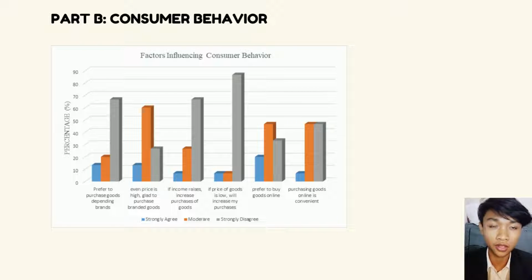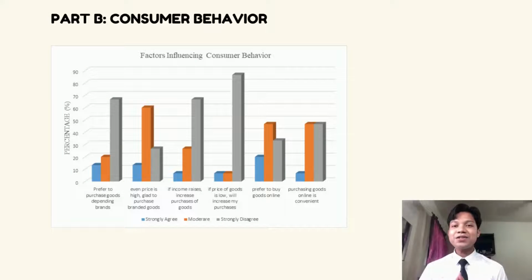For example, they have substitute goods for certain things, and certain things they will also buy even if the price is high. Moving on to the next statement, which is if their income rises, they will increase the purchase of goods. Most of them strongly disagree with the statement, 66.67% of them. This is because they love to save their money rather than spend it on increasing the purchase of goods.